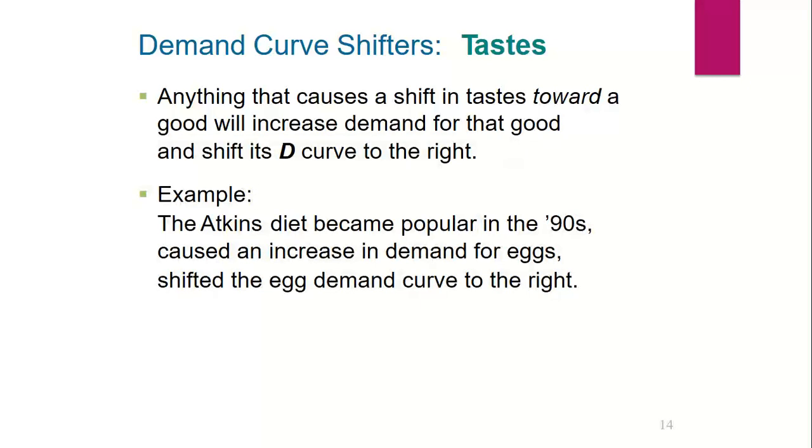For example, the Atkins diet became popular in the 90s, causing an increase in demand for eggs and shifting the egg demand curve to the right. So eggs got popular, so the demand for eggs shifted to the right. So this is the mechanism for shifting the demand curve due to taste.